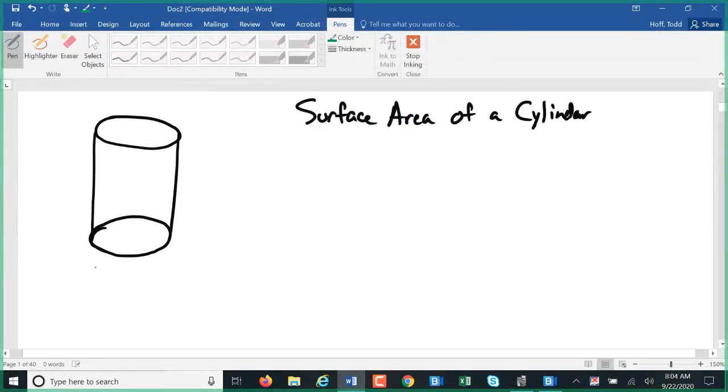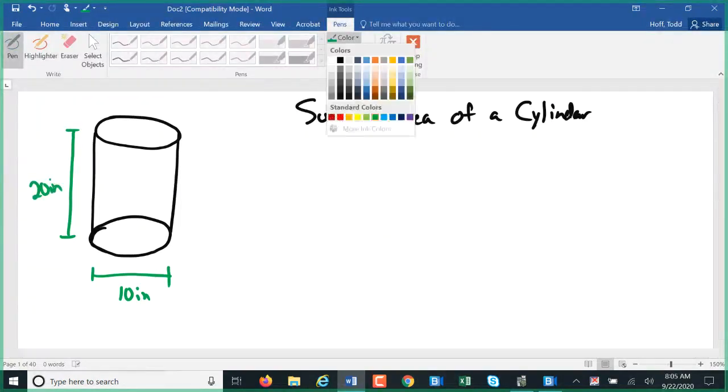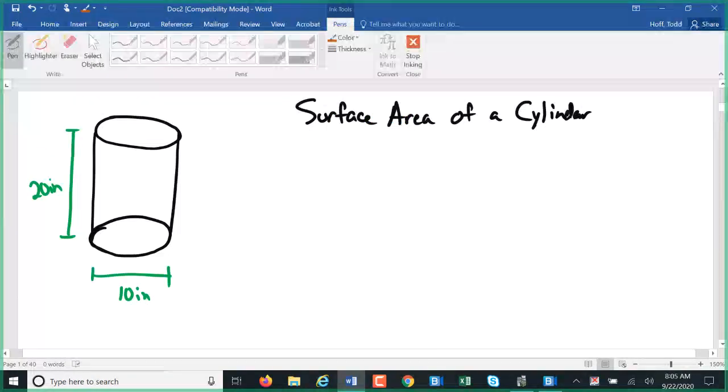Let's say we have a diameter of our circle here of 10 inches, height of our cylinder of 20 inches. The surface of this is made up of 3 shapes. 2 of them are the same, the circles on top and bottom. So the area of that is just pi times radius squared. Now the radius is going to be half of that 10 inches. It's going to be 5 inches. So pi times 5 squared, 78.5 square inches. Then, of course, another 78.5 square inches on top.